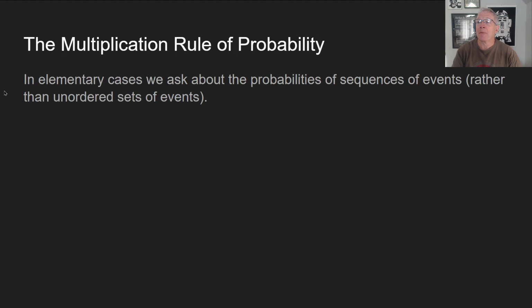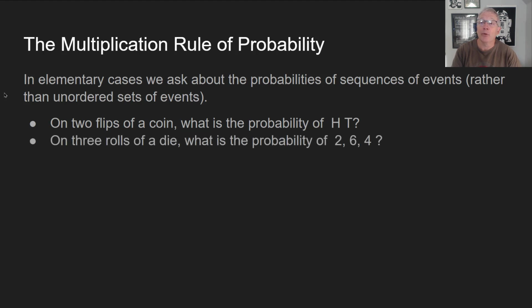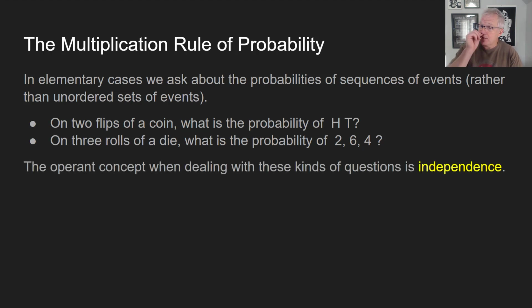So here's what's going on. In elementary cases, we ask about the probabilities of sequences of events rather than unordered sets of events. Like when we're rolling dice, we'll talk about the first roll, the second roll, and so on. So on two flips of a coin, what's the probability of getting a head, then a tail? And I'll just represent that as HT when we talk about probabilities. Or on three rolls of a die, what's the probability of getting 2, 6, then 4? The operant concept when dealing with these kinds of questions is independence.